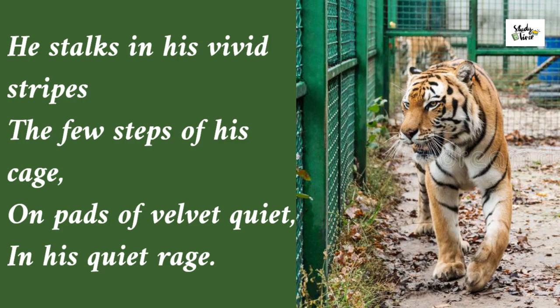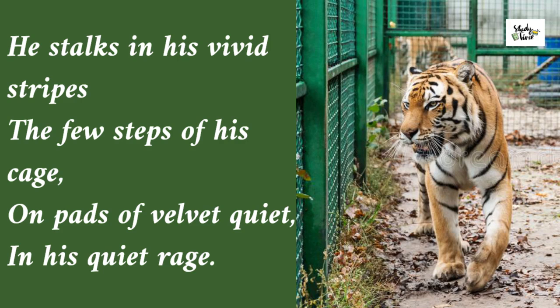He stalks in his vivid stripes. Stripes means marks on the body of the tiger and vivid means bright stripes. So in the first stanza of the poem, poet describes the appearance of the tiger in the zoo. Okay, he says that the stripes on the tiger's body are visible from a far distance. These stripes are darker in color than the rest of his body structure.